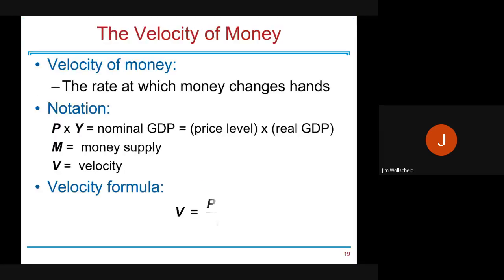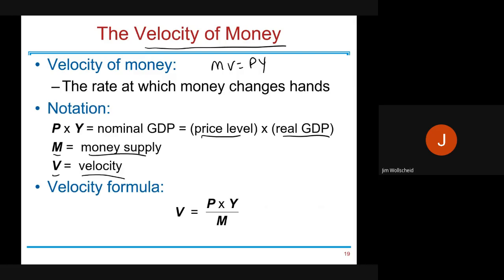Let's look at how these things come together, through the velocity of money. What we end up with in the quantity theory of money is an equation that looks like this: M times V equals P times Y. P, remember, is the price level. Y is always real GDP, what we talked about before. M is the money supply. And this capital V is something we call velocity.